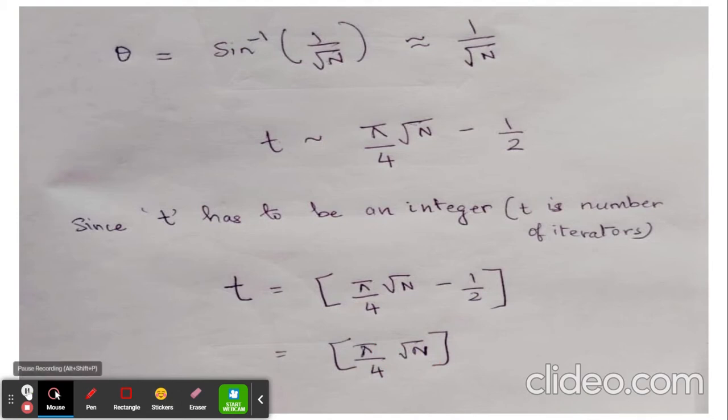So if we substitute n equal to 2, we get this floor value as 1. That's why we did only one iteration. And when you do n equal to 3, you get this floor value as 2. That's why only 2 iterations would suffice. And this also tells us that Grover's algorithm is of order root n.